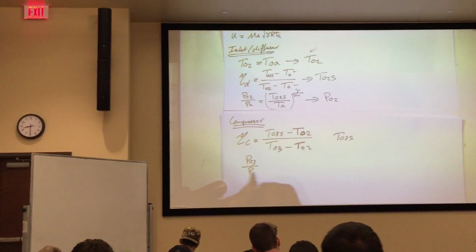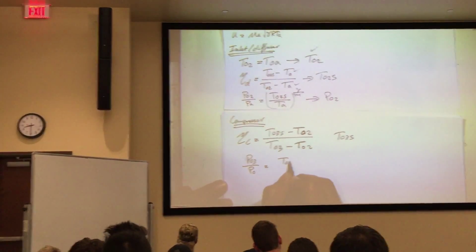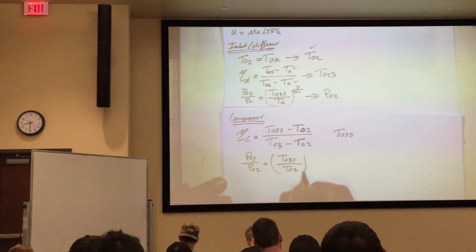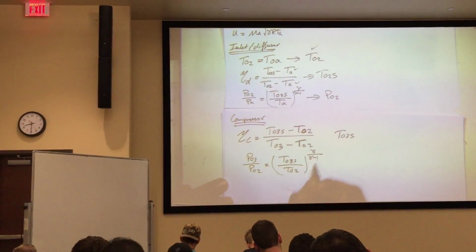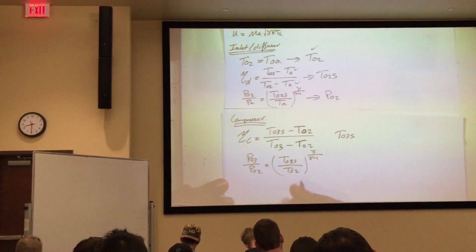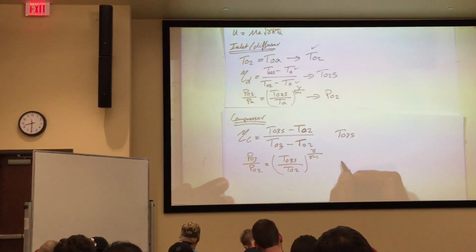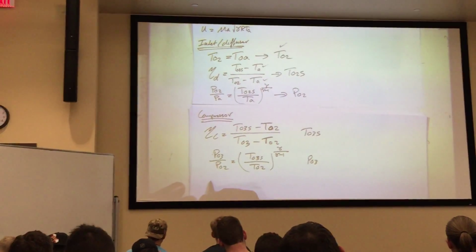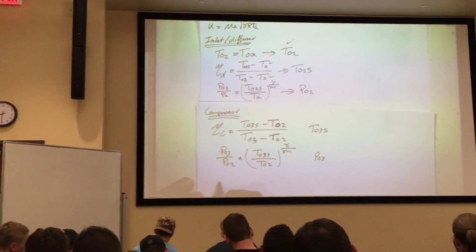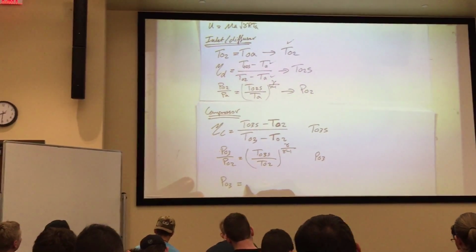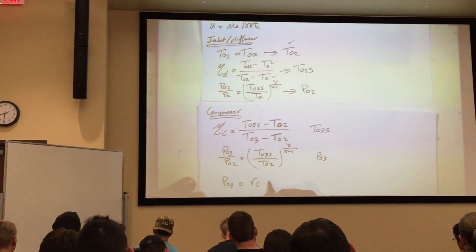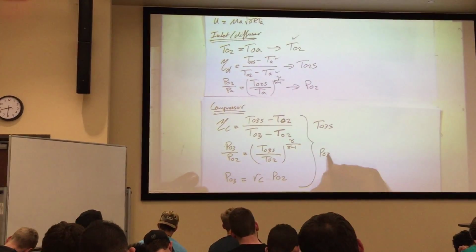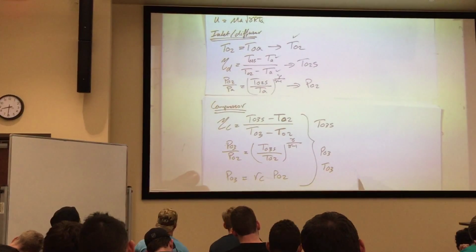PO3 over PO2 is equal to TO3S over TO2, the whole thing to the gamma over gamma minus 1. And from that, again, I could get my stagnation pressure at 3. And based on those two, I could get P stagnation 3 also based on compression ratio P2, depending on the situation that I'm in. From that, I could also get TO3.